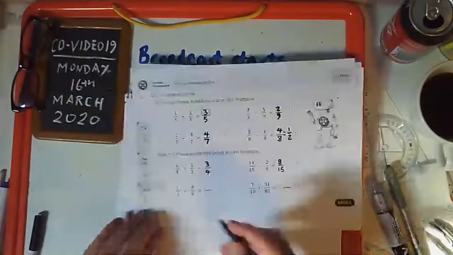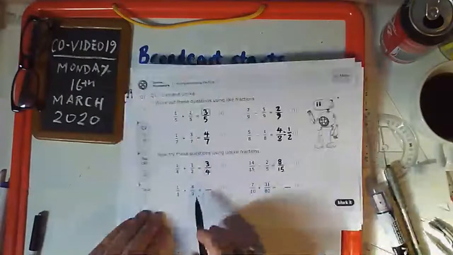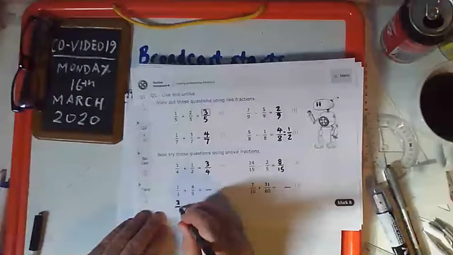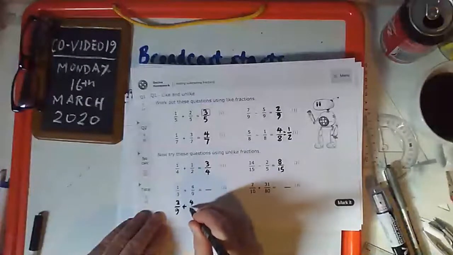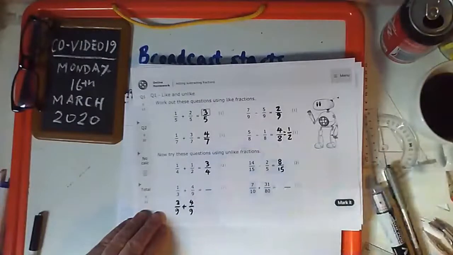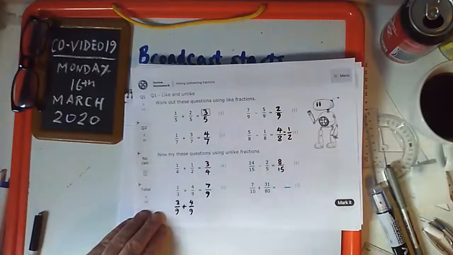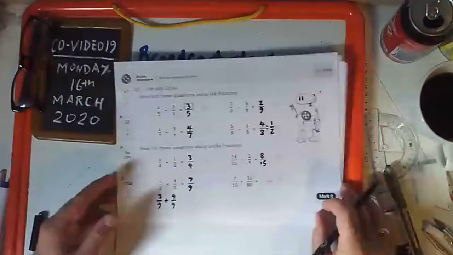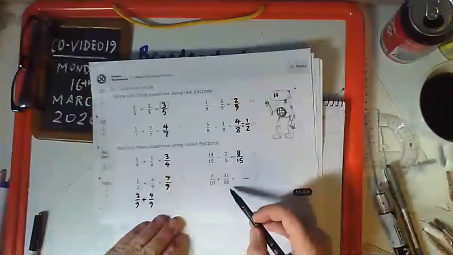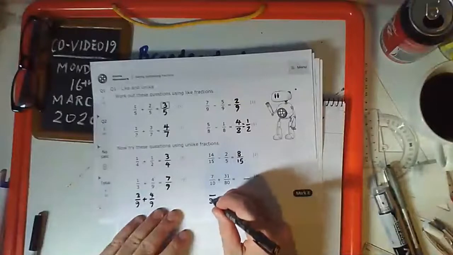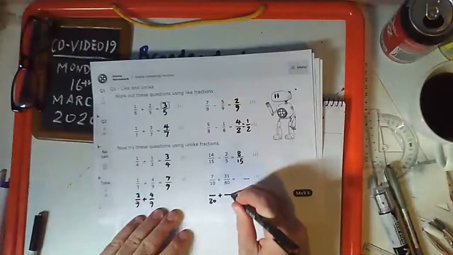Shall I do the last ones? I might as well. Okay, so a third plus 4/9. Well, a third can be written as 3/9. So I can rewrite that as 3/9 plus 4/9, and 3/9 plus 4/9 makes 7/9. And then the last one, 10 and 80, well, they both go into 80, so I can rewrite them both as fractions out of 80.